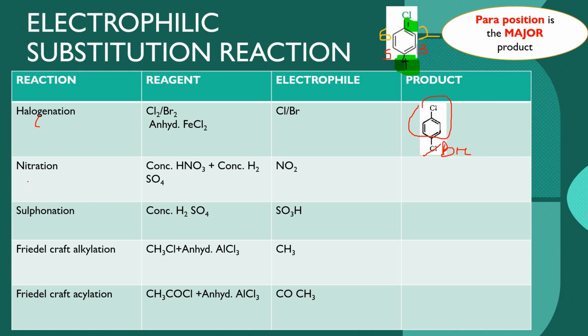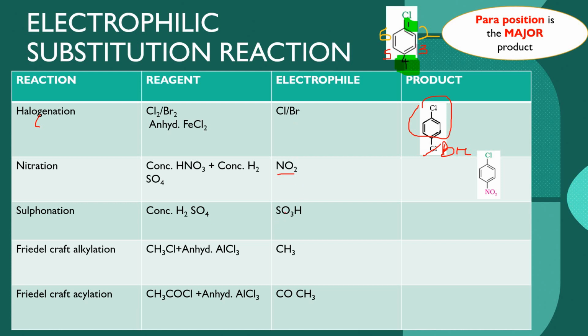Now nitration. From the word itself, nitration means we are using nitric acid, which you can remember. The electrophile will be NO2. In order to get the electrophile NO2, we have to use the reagent concentrated HNO3 and concentrated H2SO4, that is sulfuric acid. So the product that we obtain is one where the nitro group NO2 is attached at the para position again.